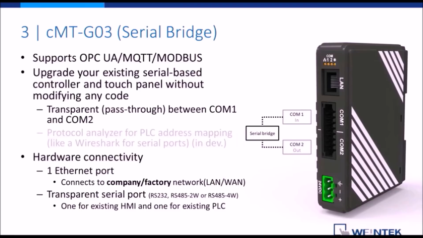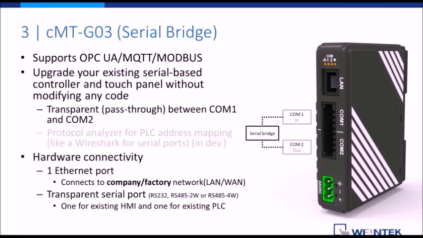The principle of the GO3 is for upgrading an existing serial-based controller and touch panel setup without having to modify anything or any code. Between COM1 and COM2, they're transparent, which means that what comes in to COM1 will go out to COM2, and what comes back from COM2, our GO3 will move to COM1 so that the HMI won't notice the difference.